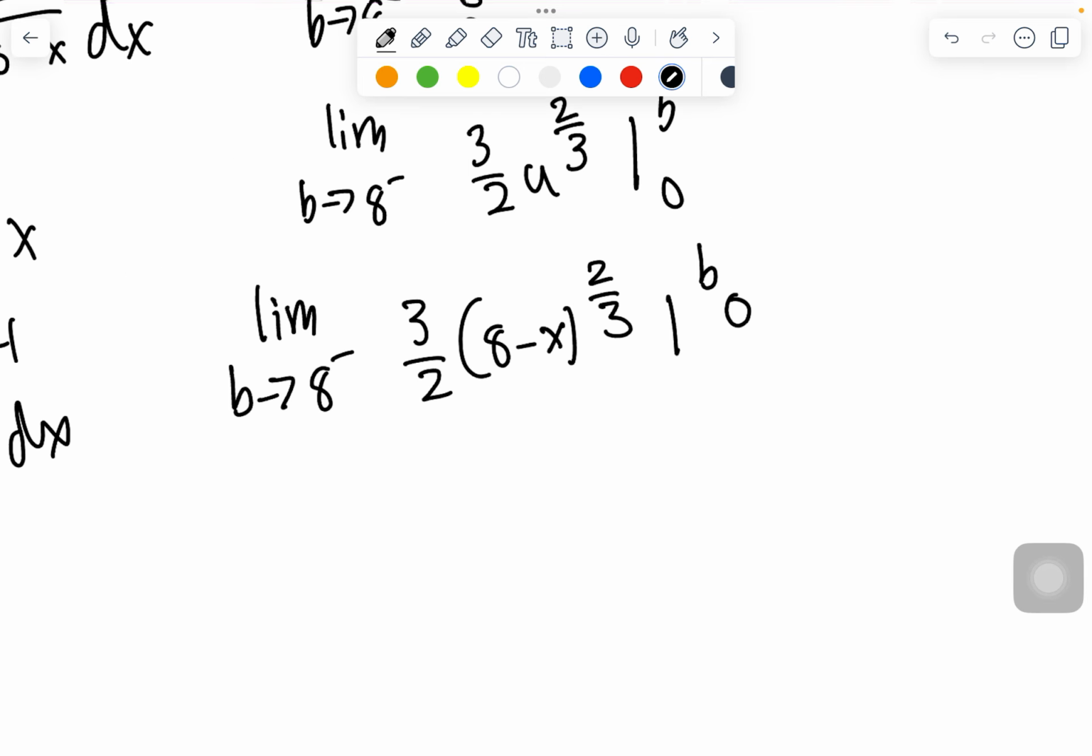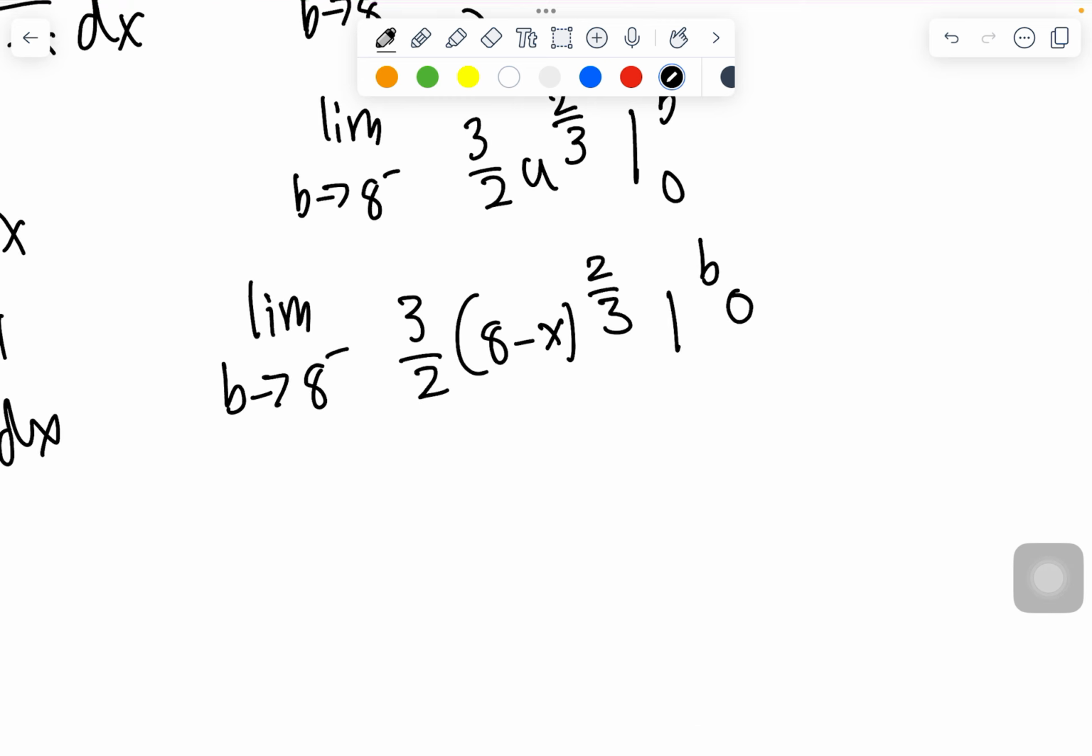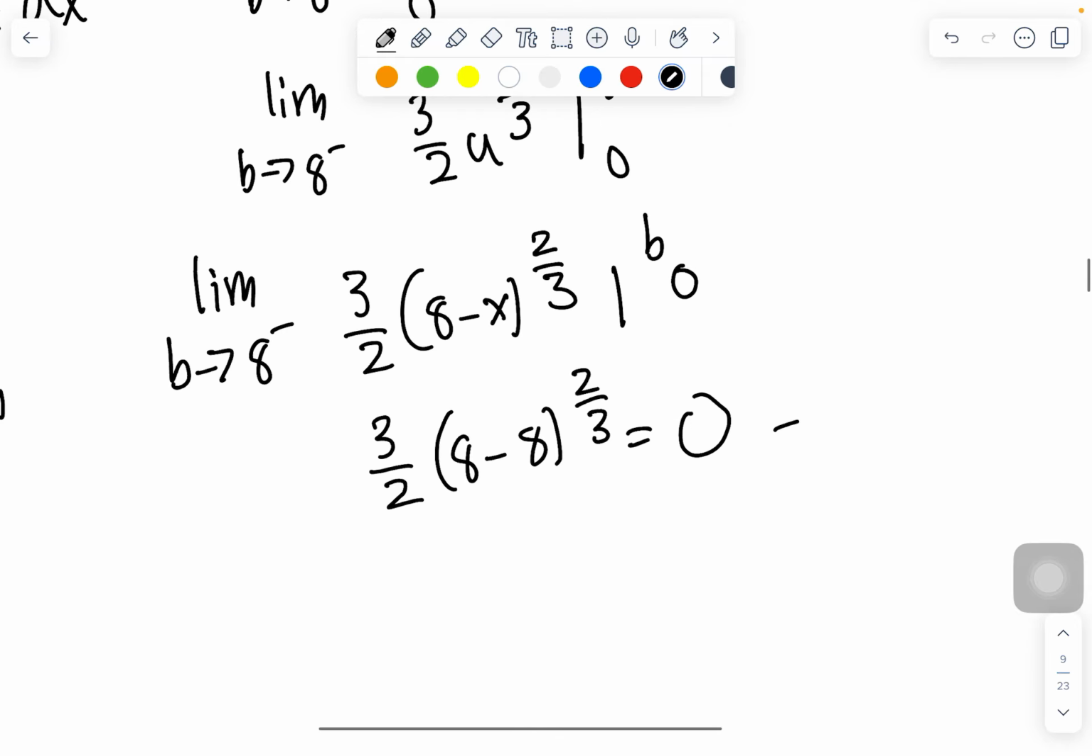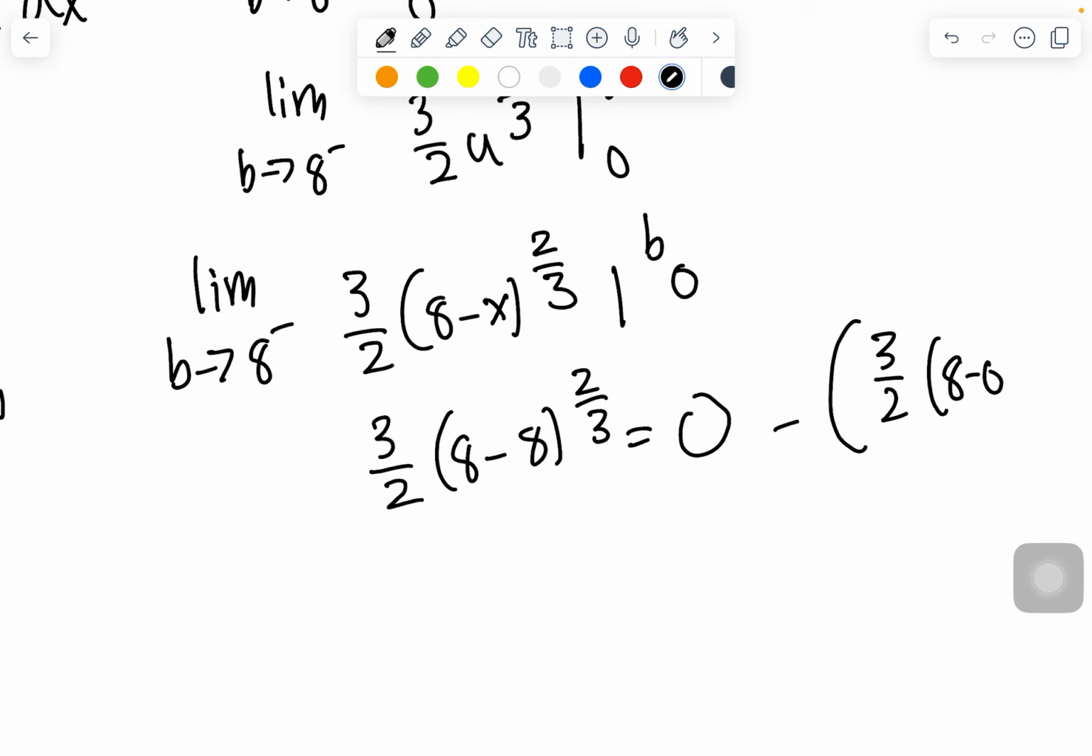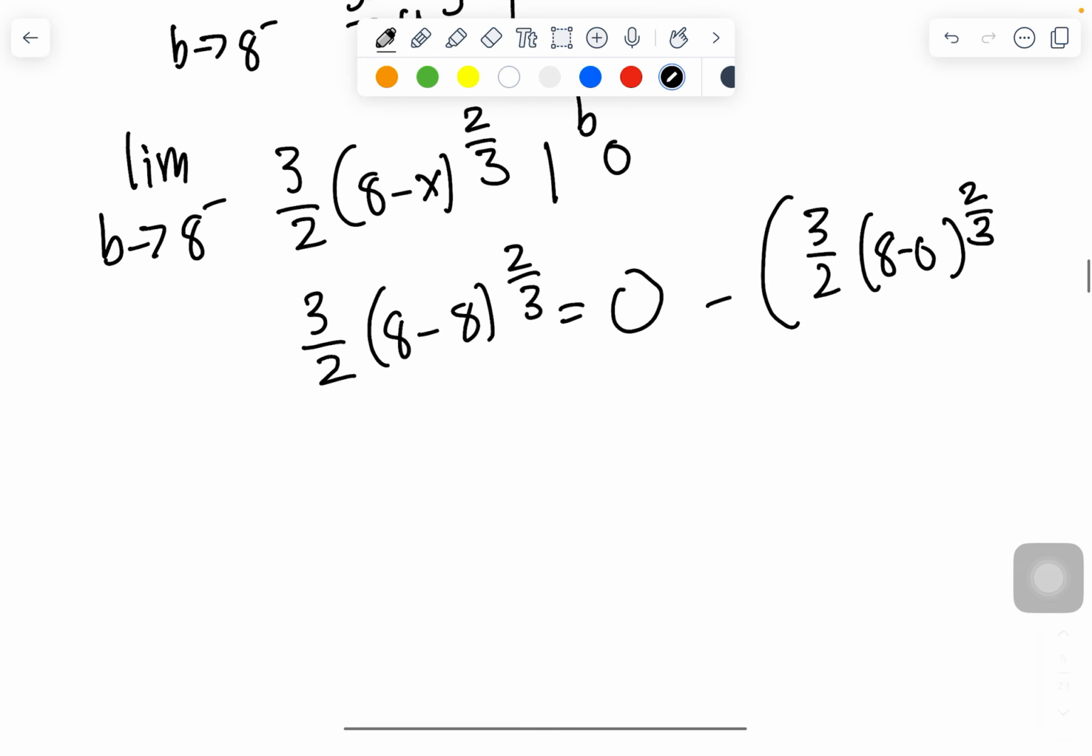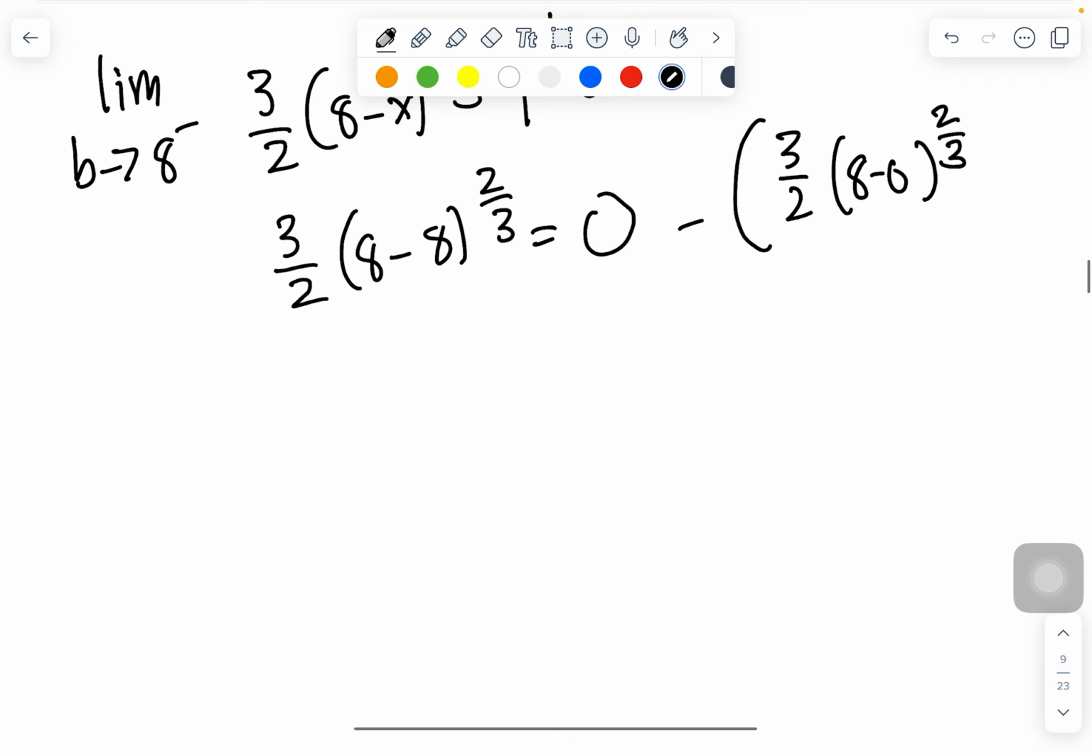And as you can see now, we can actually plug in our value of b. So 3/2 times 8 minus 8 to the 2/3 is just 0, minus 3/2 times 8 minus 0 to the 2/3. The cube root of 8 is 2, which squared is 4. 4 times 3 is 12, divided by 2 is 6, which will give us our answer.